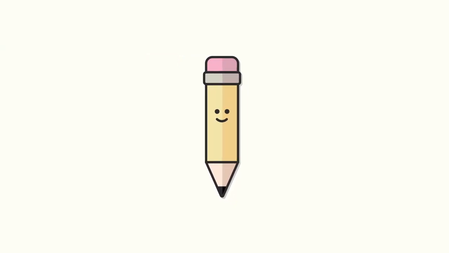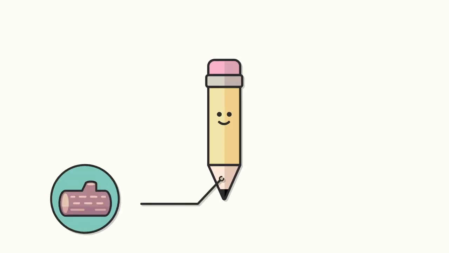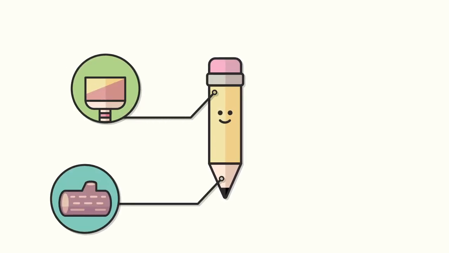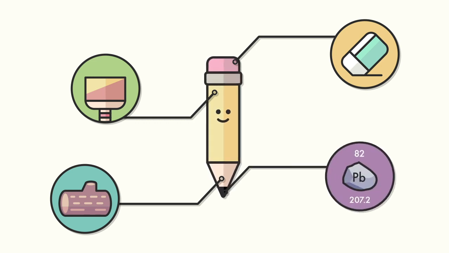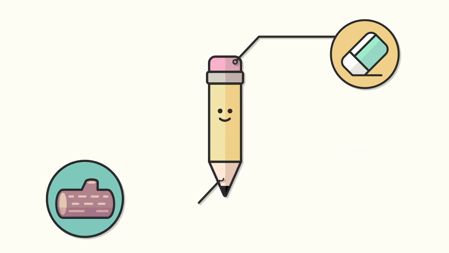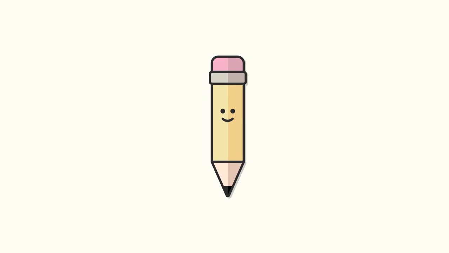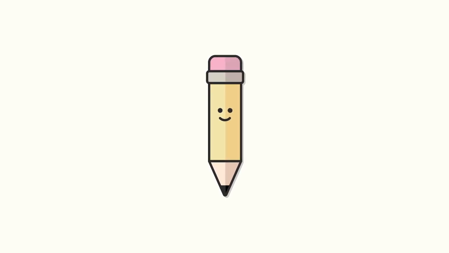Alright, let's get into the anatomy. The anatomy of this object is very simple. It's made of wood, covered in some layers of paint, with an eraser on the end, and it's filled with lead. Despite its simple design, it took surprisingly hundreds of years to get it as it is today.